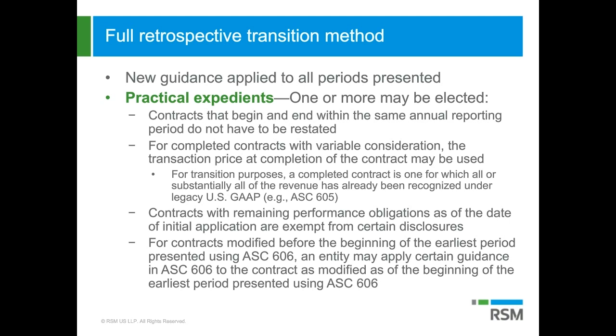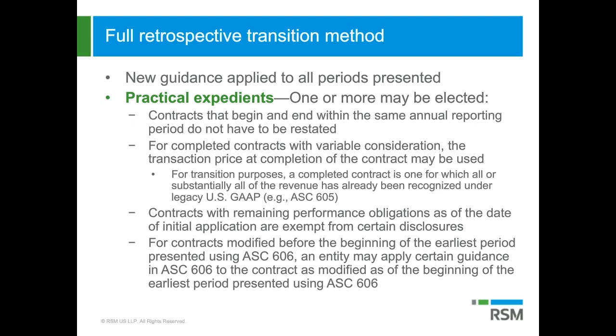And it did change the definition of completed contracts, as we noted here, that it's one for which all or substantially all the revenue has already been recognized under legacy GAAP for 605. For all reporting periods that you present before the date of initial application, you don't need to disclose the amount of the transaction price you've allocated to performance obligations that you have not yet satisfied, or you don't have to explain when you expect to recognize that amount as revenue.